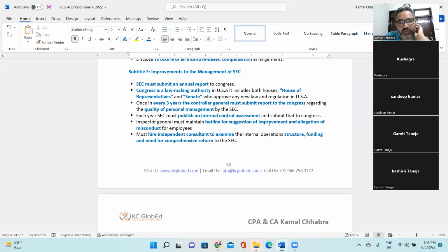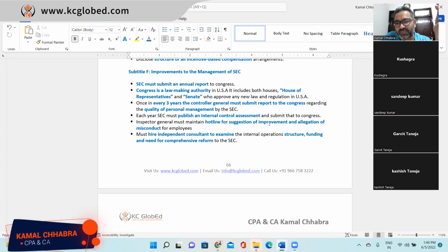Yes, absolutely true. And once every 3 years, the Comptroller General must submit a report to Congress regarding the quality of personnel management by the Securities and Exchange Commission. They need to assess the quality of the people, their qualification, their experience, their performance as well. So every 3 years they need to submit those reports to Congress, on how their team members are working. Each year, the SEC must publish an internal control assessment.